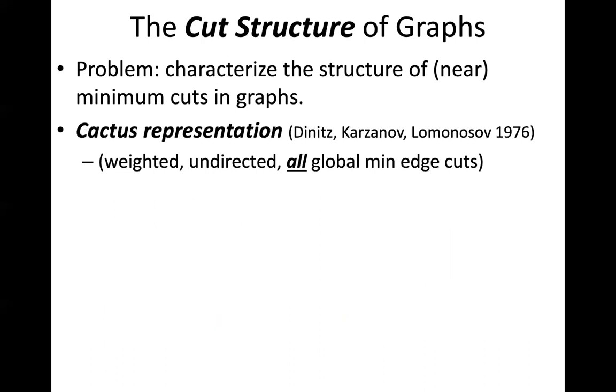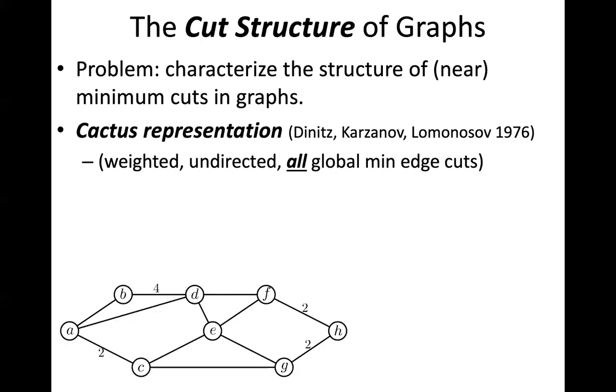Another example is the cactus representation, which represents global min cuts, all of them simultaneously. So here's an example of a weighted undirected graph. Unmarked edges have weight 1. And you can see in this graph that the minimum edge cut has value 4. Not only that, but there are many 4-edge cuts in this graph.